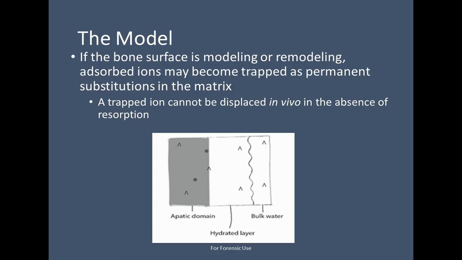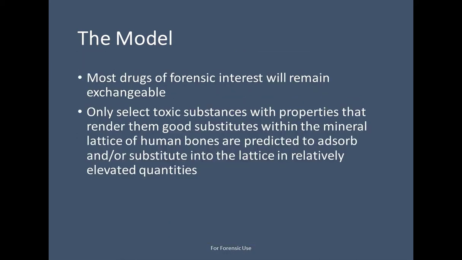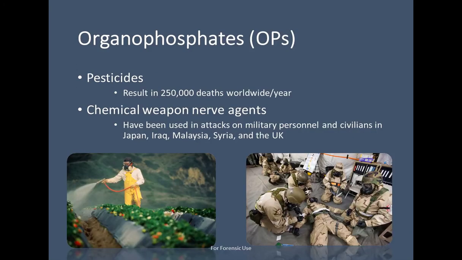And this is where we're interested in this concept for forensic analysis: these trapped species wouldn't get removed in the absence of resorption, so they would stay in there for a long period of time, allowing us to potentially measure what may or may not be present in the skeletal remains. So what we find is that most drugs of forensic interest are exchangeable, but there's a select set of toxic substances that could make them good substitutes for this mineral lattice, rendering them fully incorporated into the bone and not being pulled out or exchangeable over a period of time.